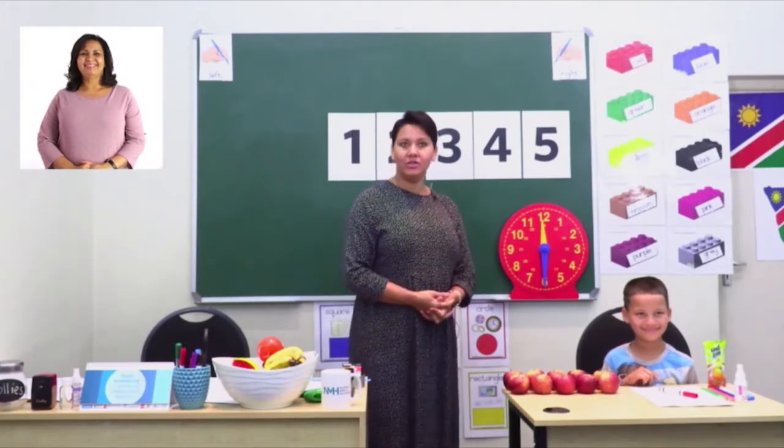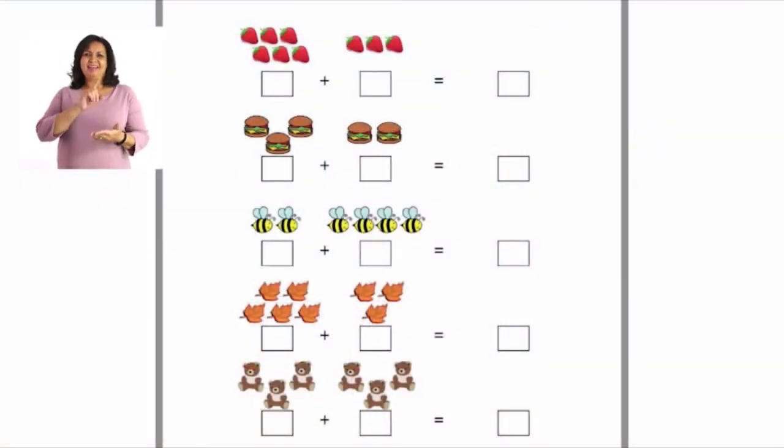Let's turn to page 14 of our exercise. Well, on page 14, we see we have some addition. Let's look at our addition sums. They say 6 strawberries plus 3 strawberries.